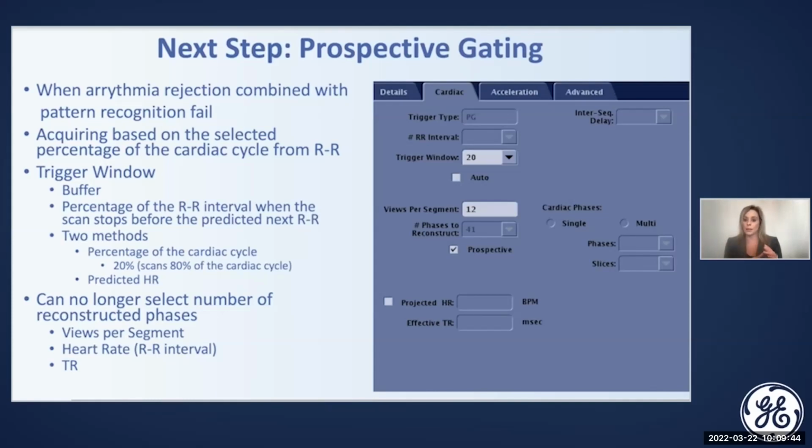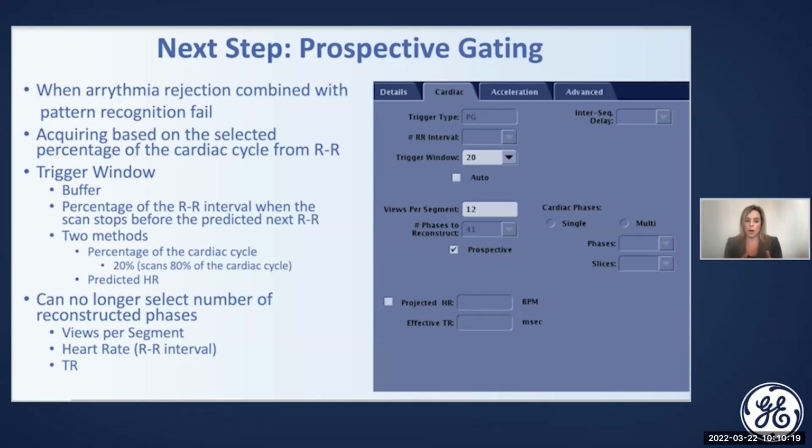There are two methods in order to utilize prospective gating. In this example, we've set our trigger window to 20, which means that we are going to scan 80% of the cardiac cycle. You can also utilize a projected heart rate. If you evaluate the EKG and the patient has a relatively stable maximum heart rate, you can put in the projected heart rate and the scanner will calculate the percentage of the cycle for you. With prospective gating, it's very important to keep in mind that you can no longer select the number of reconstructed phases.